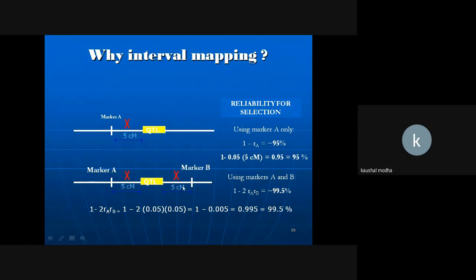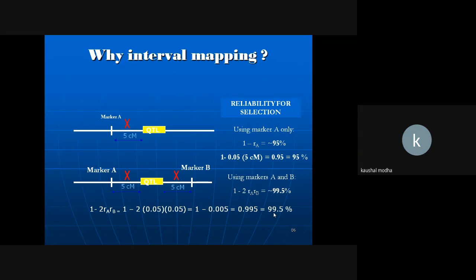the same, 5 centimeters. So if we use marker A and B together to identify or select that QTL, the efficiency is 1 minus 2 multiplied by the recombination between A and QTL and the recombination between marker B and QTL. So that would be roughly 99.5%. 1 minus 2, the recombination between marker A and QTL is 0.05. Here also it is 0.05. So if you calculate it, it is 99.5%.